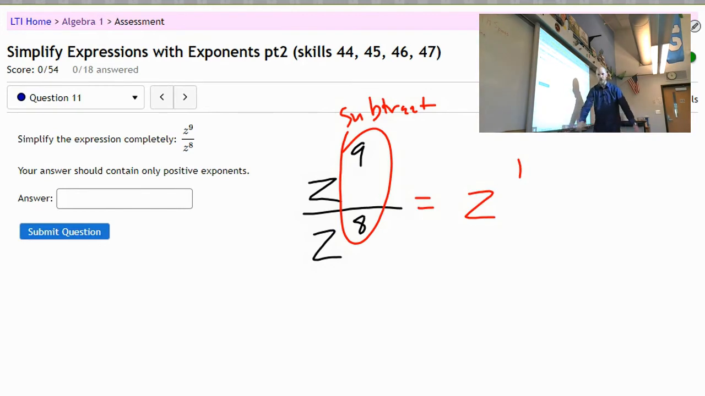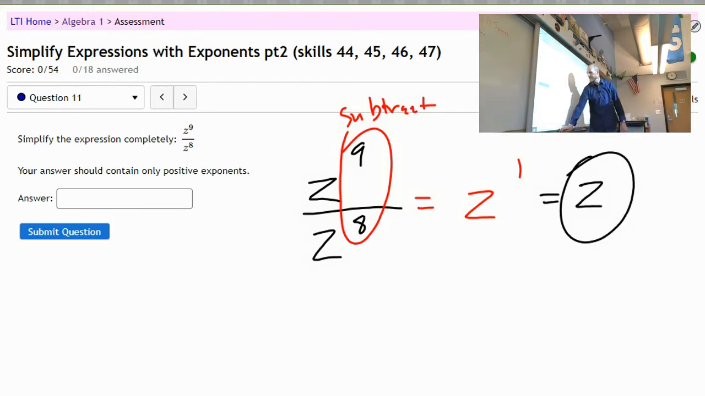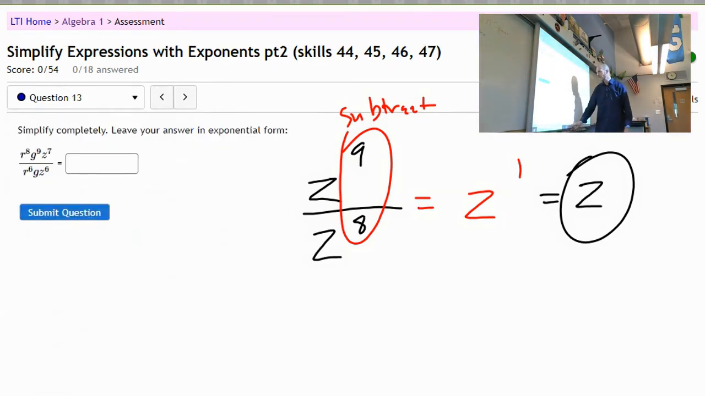z to the power of 1. I don't actually need to write that exponent. z to the power of 1 means exactly the same thing as just z. Type the exponent if you want. You don't need it. Final answer. 13.